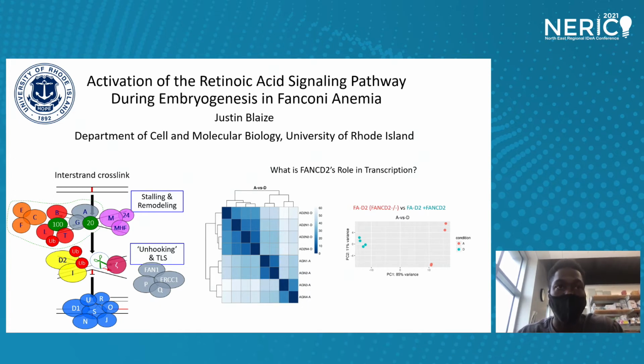Euclidean distance, as you can see on your left, and principal component analysis, as you can see on your right, demonstrate the expected clustering of our replicates. PCA analysis shows the most variance, approximately 85%, occurs between FANCD2 genotypes. Next slide.